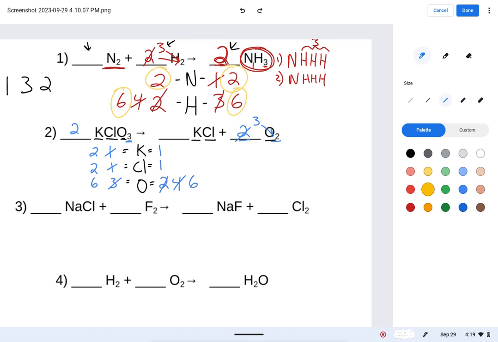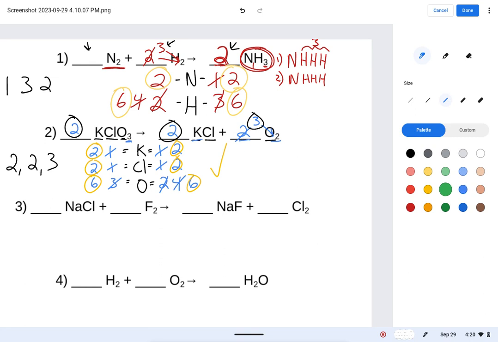So let's go back and see K. I've got a 1 there, so I'm going to add a 2. So now I've got 2 K, and I've got 2 Cl. Now let's go back again. We've got 2 and 2, 2 and 2, 6 and 6. Yep, we're good. Let's go ahead and write the answer for this: 2, 2, 3. And we see that right here, 2, 2, 3.